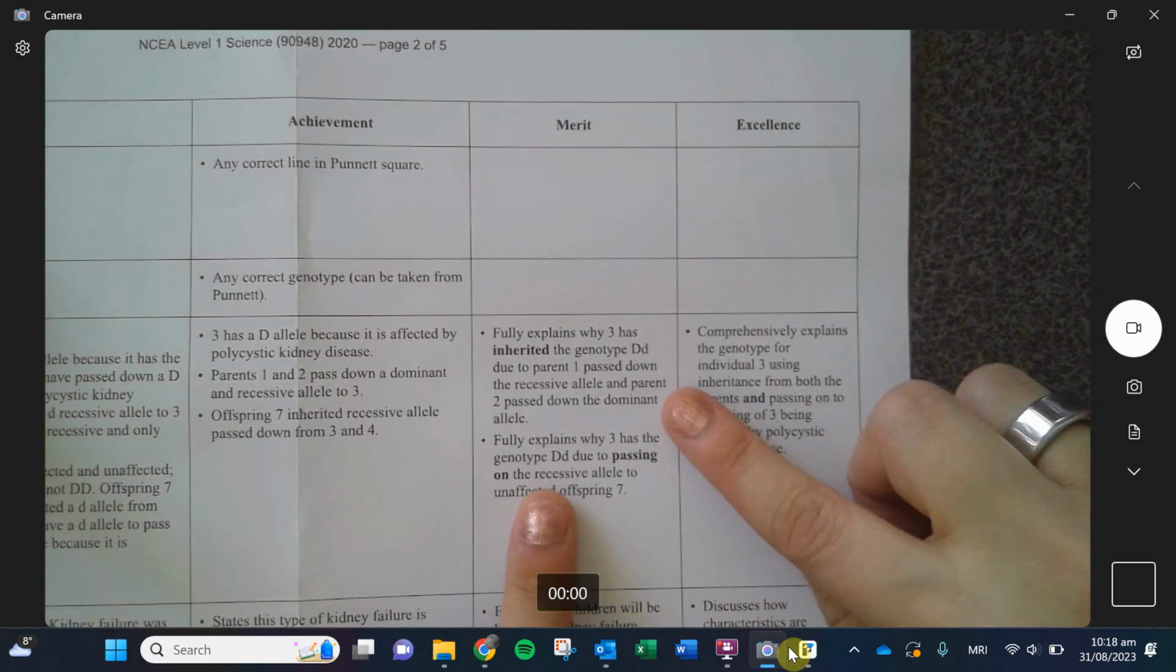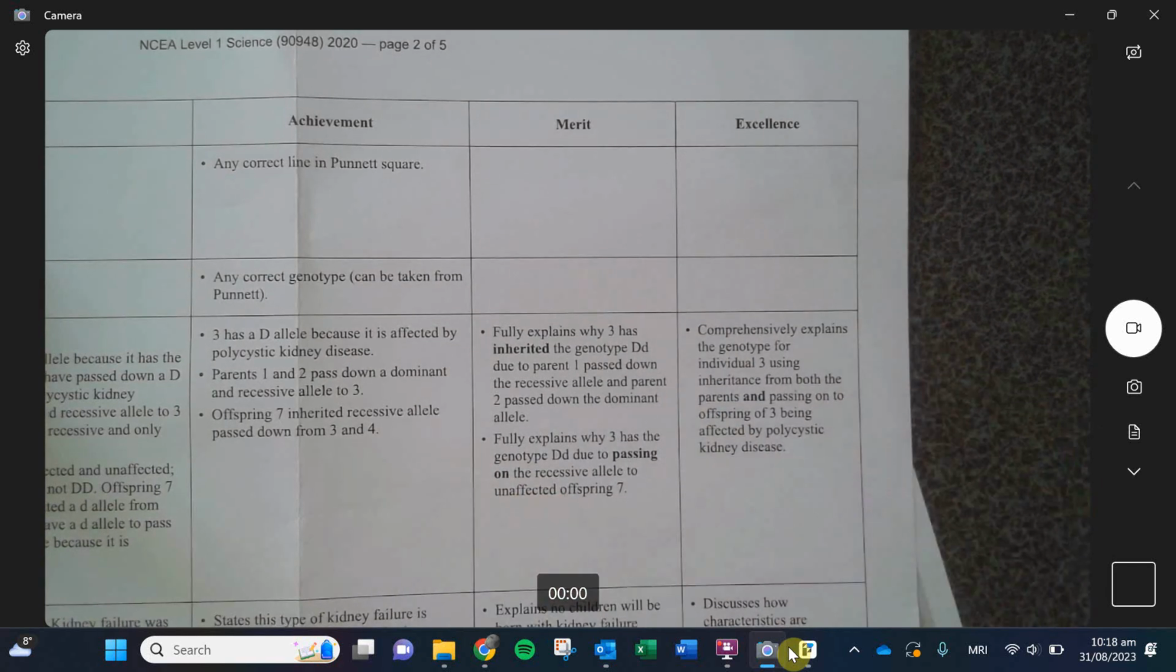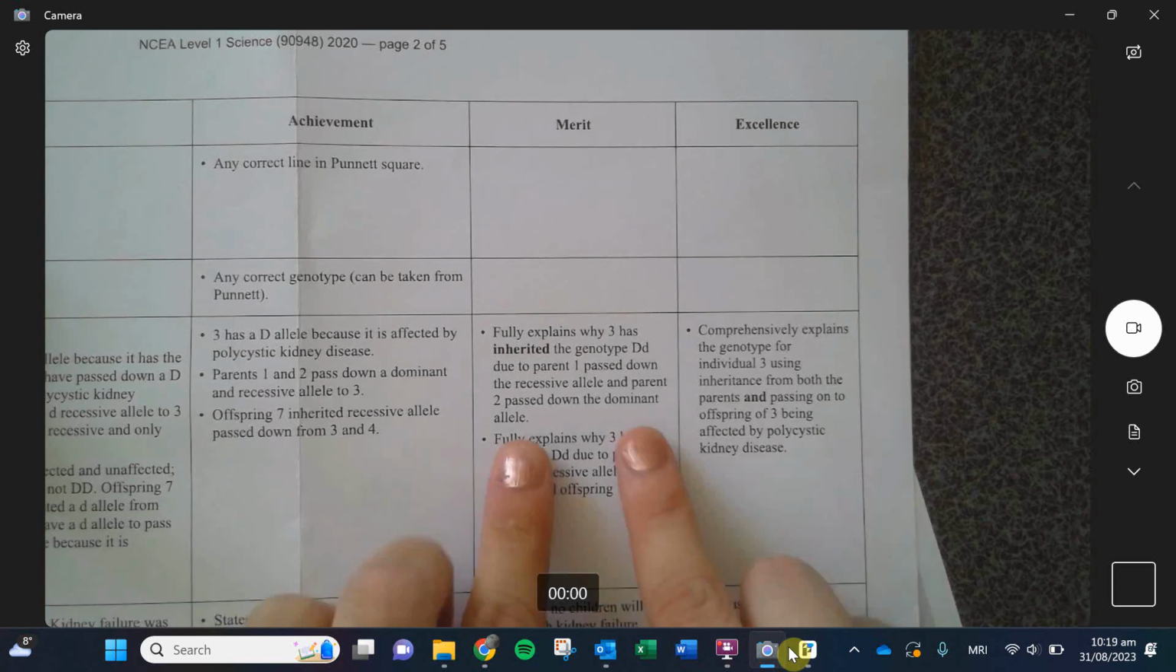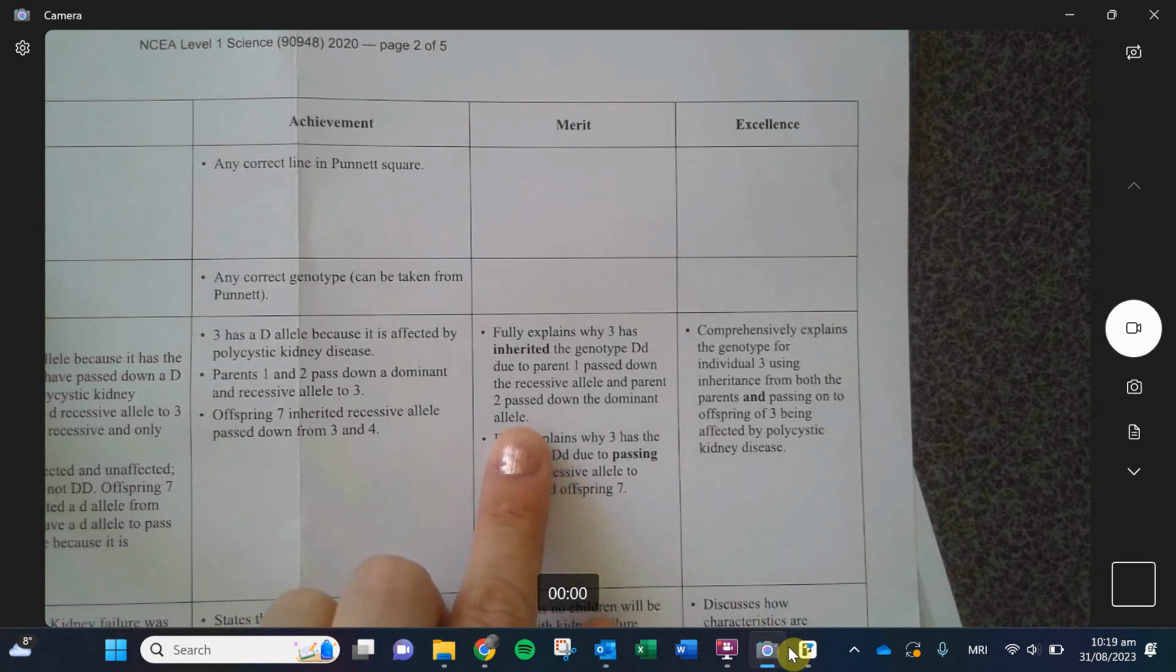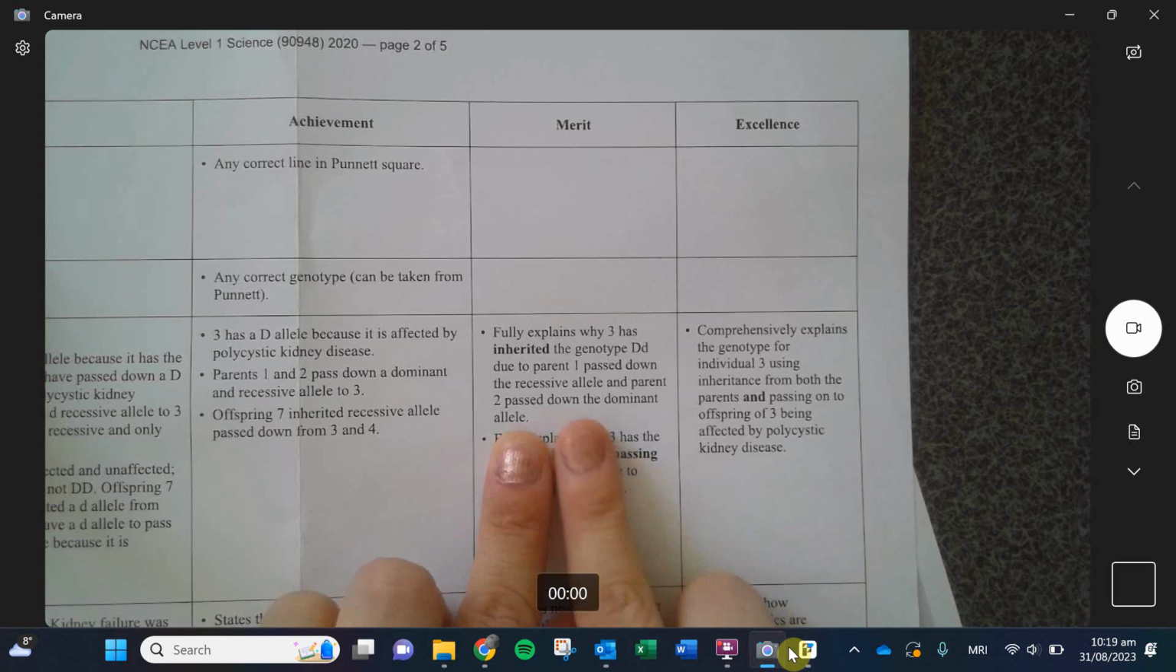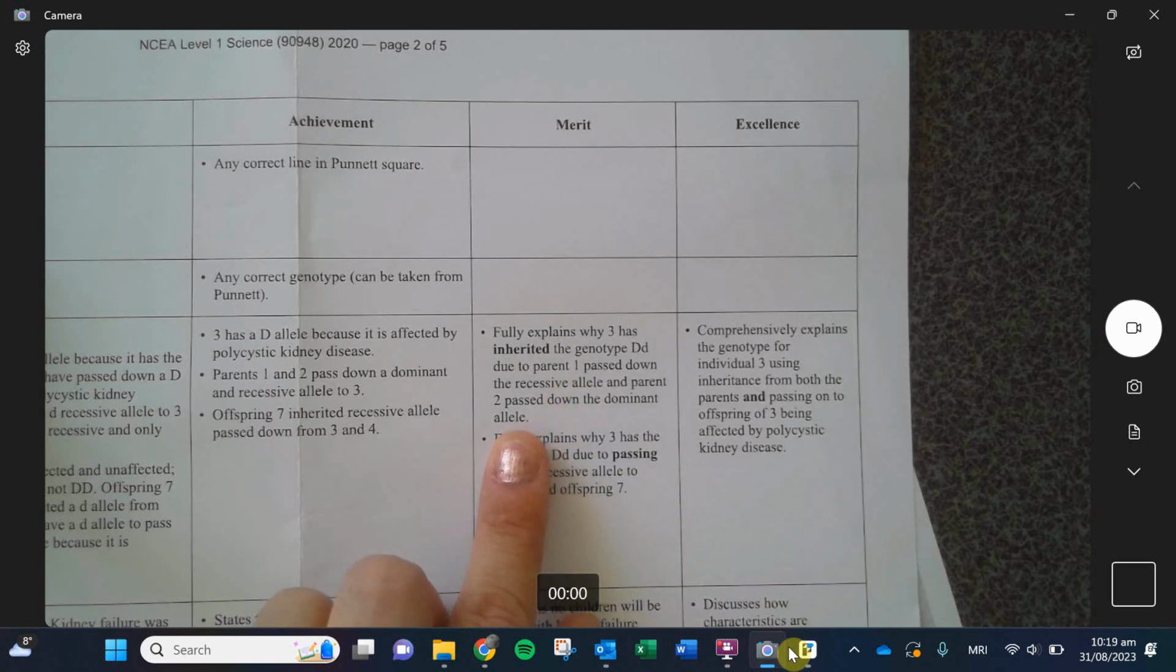Most of you guys also probably got 1 merit point. So in that explanation, they were looking at, could you justify looking at the parents, and could you justify looking at the offspring. So if you justify talking about the parents and what the parents passed down to number 3, so recognizing that parent number 1 passed down the recessive, parent number 2 passed down the dominant, thus they inherited in that setup. So that was one way you could get that merit point.